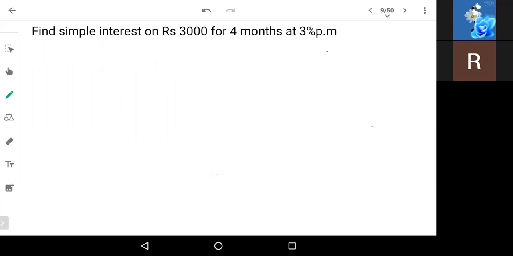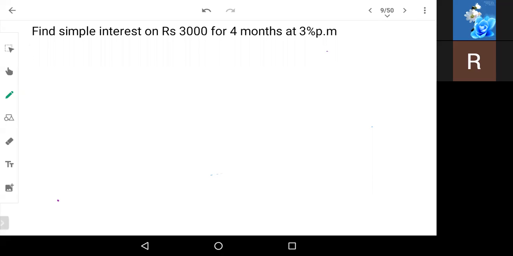Good. Moving on to the next question. Find simple interest on rupees 3,000 for 4 months at 3% per annum. Now, until now, they were giving us number of years. Now they have given us the number of months. So let us see how to solve this.